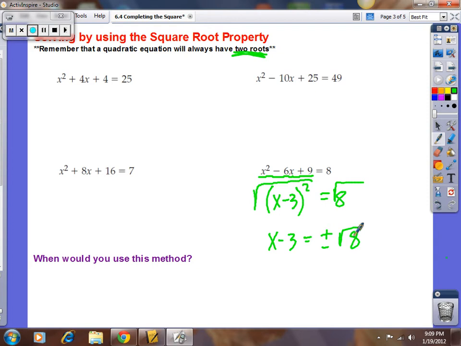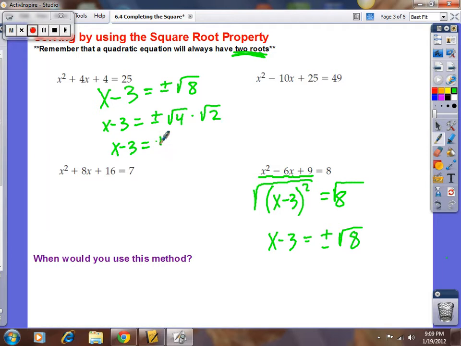But then from our skills in chapter 5, you cannot leave the square root of 8 as it is. You need to simplify it. X minus 3 equals plus or minus square root of 8 can be rewritten as x minus 3 equals plus or minus square root of 4 times the square root of 2. So you need to simplify your radical. Square root of 4 is a whole number. So x minus 3 equals plus or minus 2 times the square root of 2.